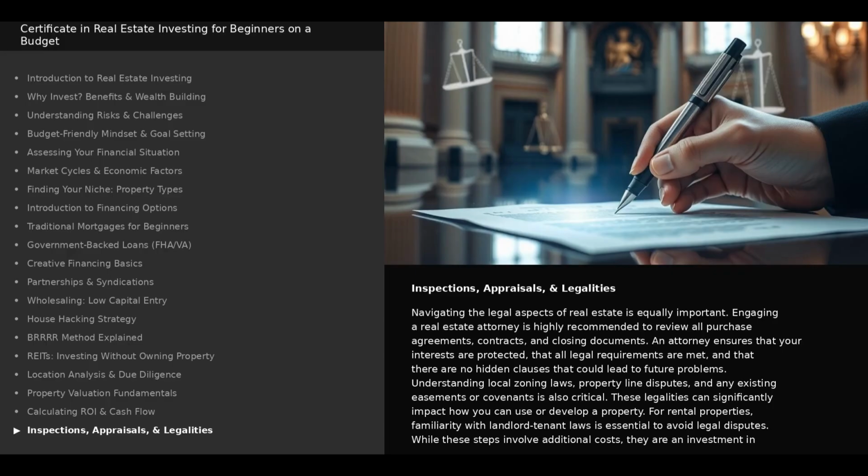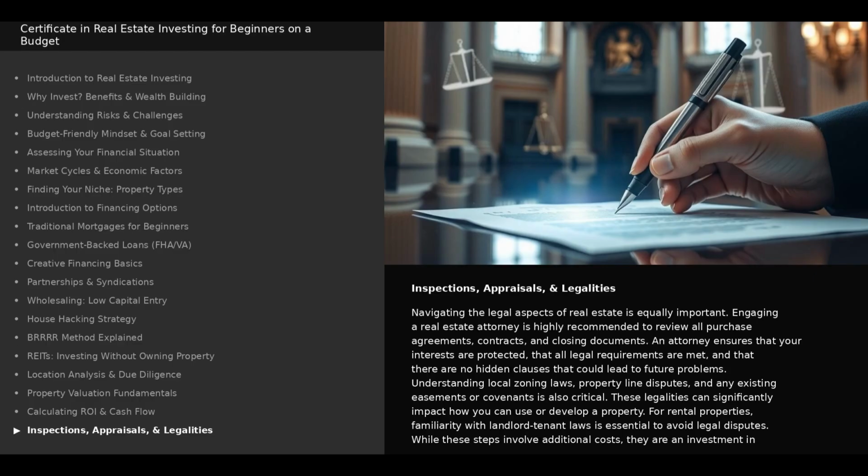Navigating the legal aspects of real estate is equally important. Engaging a real estate attorney is highly recommended to review all purchase agreements, contracts, and closing documents. An attorney ensures that your interests are protected, that all legal requirements are met, and that there are no hidden clauses that could lead to future problems.